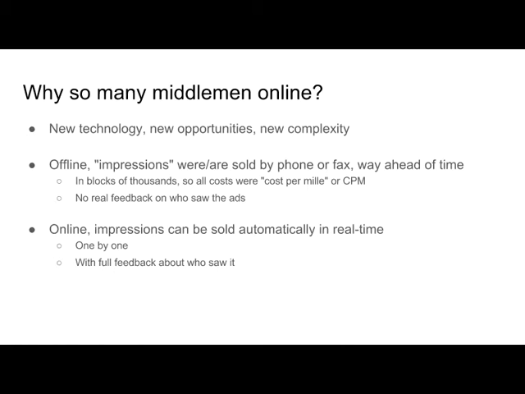So you can buy impressions one at a time and you get full feedback. You know whether or not the person who was viewing the website saw the ad. Well, presumably you know whether it was on the screen or not. You know whether they clicked on it. With a little bit of fancy tracking, you can know whether they clicked on it and then subsequently bought your product. Okay, so there's a lot more tracking and a lot more real-time, disaggregated, one-by-one opportunities to show and follow up on advertising online.